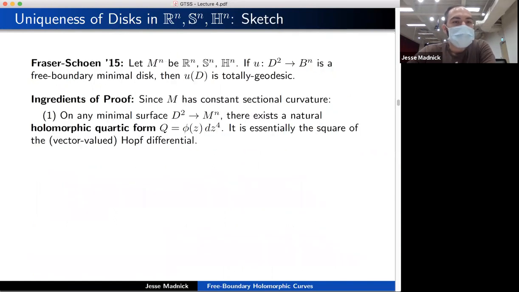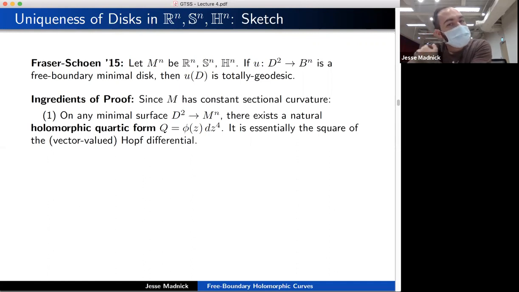Okay, so this is a very wonderful uniqueness result. And I think it's interesting to go into the ingredients of the proof, because it's actually not a long proof. It's actually quite short. But it uses the assumption that M has constant sectional curvature very crucially, and it uses it in 2 places.